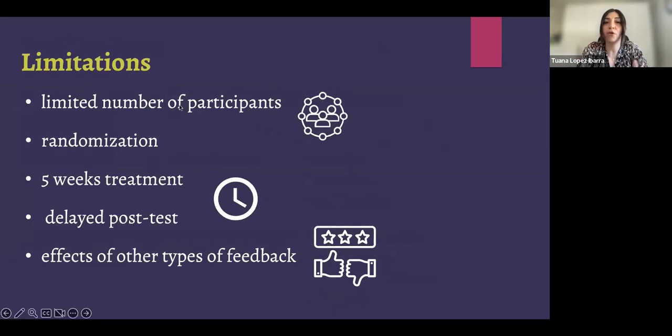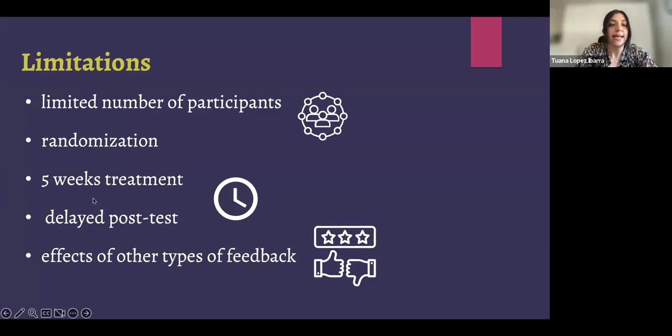First of all, the number of participants was limited. We had only 40 participants in the study. And also we didn't provide randomization. The students were from intact classrooms. We didn't assign them randomly. For example, we took 2A as a comparison group and 2B as an experimental group. So that's why the generalizability of the findings was, of course, affected by this.